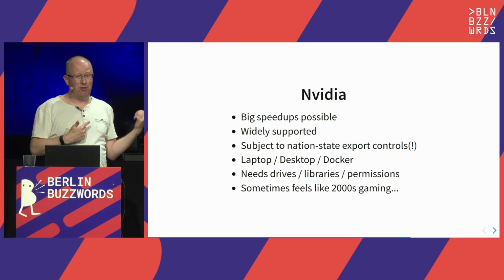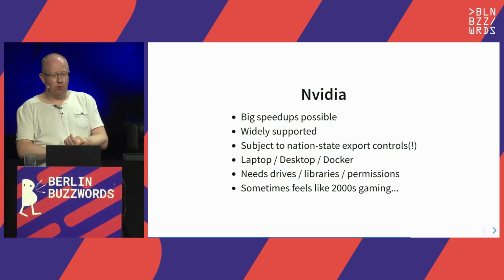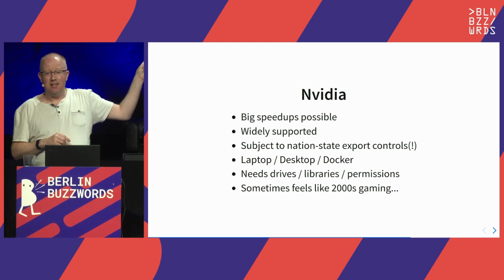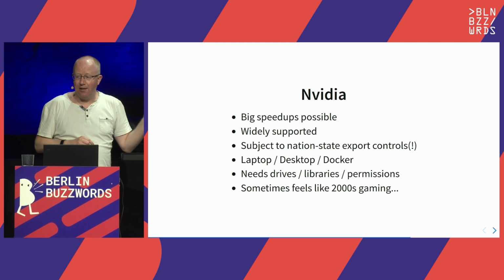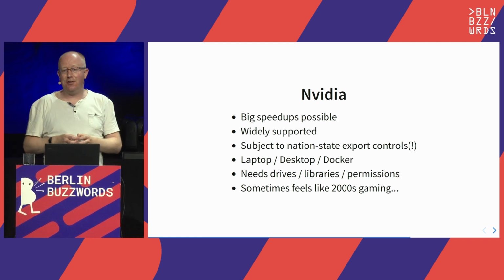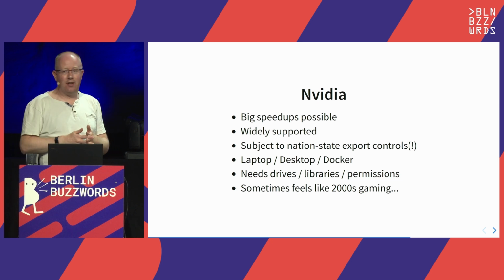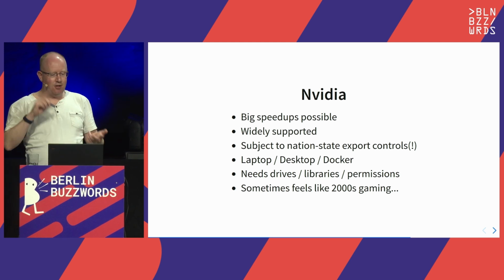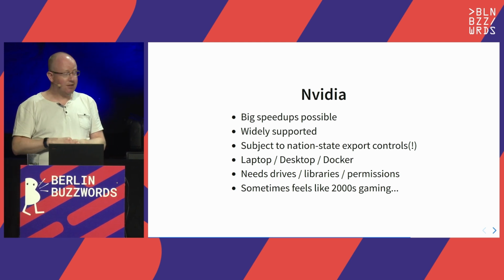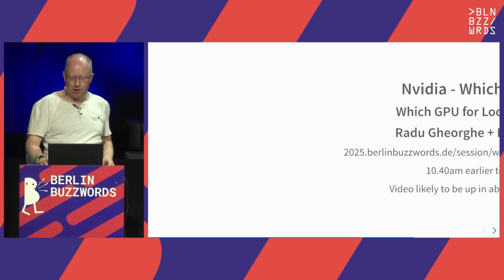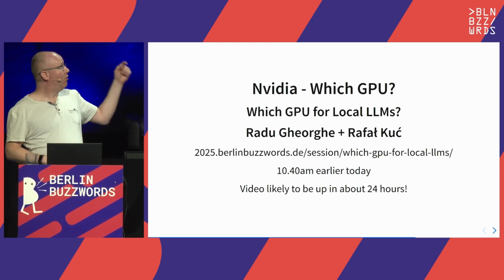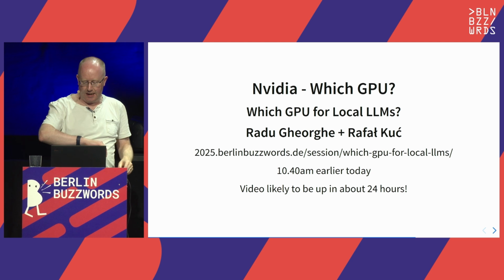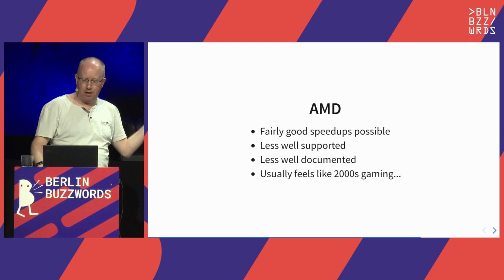Otherwise, NVIDIA is really where you want to be. Widely supported, but also subject to nation-state export controls. That's not normally a thing you need to put up in your slides, but be aware that it can be quite hard to get the high-end NVIDIA cards, and if you have Chinese colleagues, they can't get them at all. But it works on laptops, desktops, Docker, a little bit of playing around with libraries and stuff, but on the whole, works pretty well, gives you a big speed up. If you were here at 10:40 a.m., there was a really good talk looking at some of the different NVIDIA hardware, how all that compares. Otherwise, video should be up tomorrow.